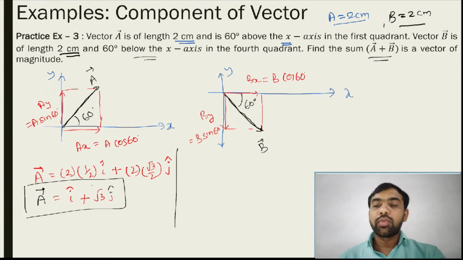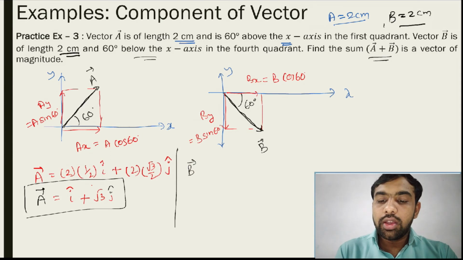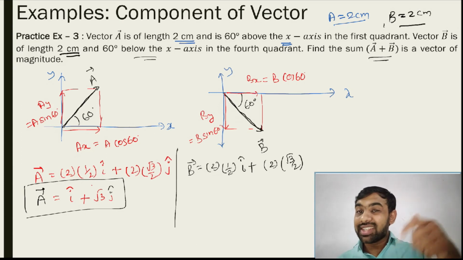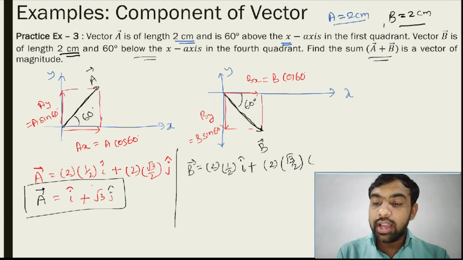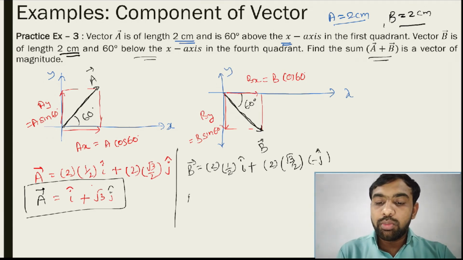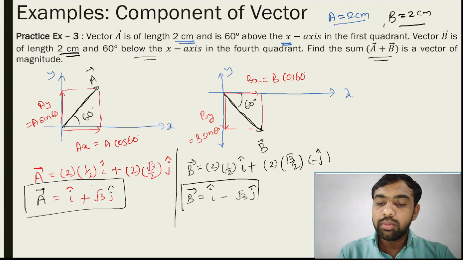Now find the B. Find the B here. So how do you get B? So B is equal to B cos 60. So B कितना है? 2 है. So 2 cos 60 कितना होता है? 1 by 2. डायरेक्शन कौन सी है? i प्लस B sin 60. तो B कितना है? 2. sin 60 कितना होता है? Root 3 by 2. बट डायरेक्शन कौन सी है? माइनस y. देखो डायरेक्शन माइनस y, तो उसका क्या आंसर आएगा? माइनस j होगा. इसका सिंप्लीफाई करो, 2 2 कैंसिल आउट. सो B कितना हुआ? i प्लस माइनस, 2 2 कैंसिल आउट, root 3 j. सो दिस इज अवर B.